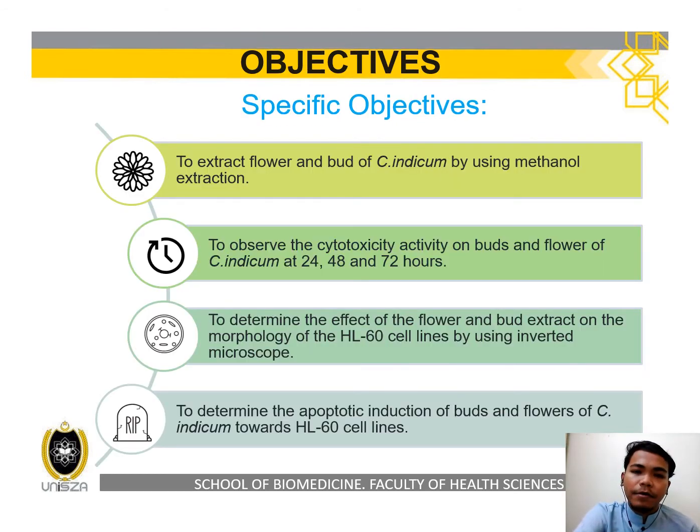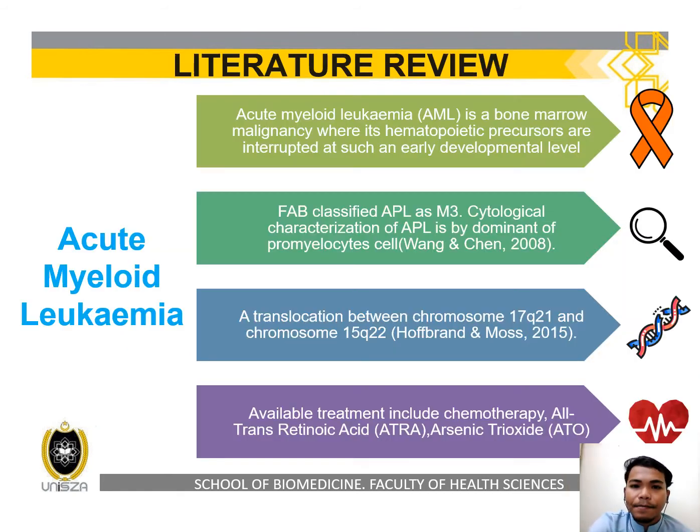For the specific objectives, firstly, we are going to extract flower and bud of Chrysanthemum indicum by using methanol extraction. We are also going to observe the cytotoxicity activity of bud and flower of Chrysanthemum indicum at different incubation time. Besides that, we are going to determine the effect of flower and bud on the morphology of the cells, and we are going to determine the apoptotic induction of the plants toward the HL60 cell line using specific kits.